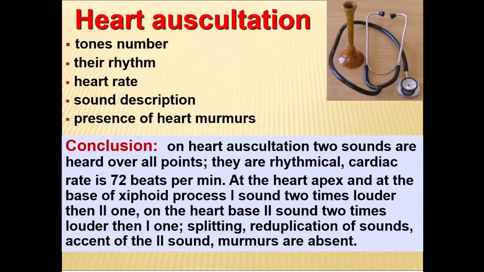Our conclusion for healthy people: on heart auscultation, 2 sounds are heard over all points. They are rhythmical, cardiac rate 72 beats per minute. At the heart apex and at the base of xiphoid process, first sound is 2 times louder than second one. On the heart base, second sound is 2 times louder than first one. Splitting, reduplication, accent of the second sound, and murmur are absent. It shows that no problem with heart.